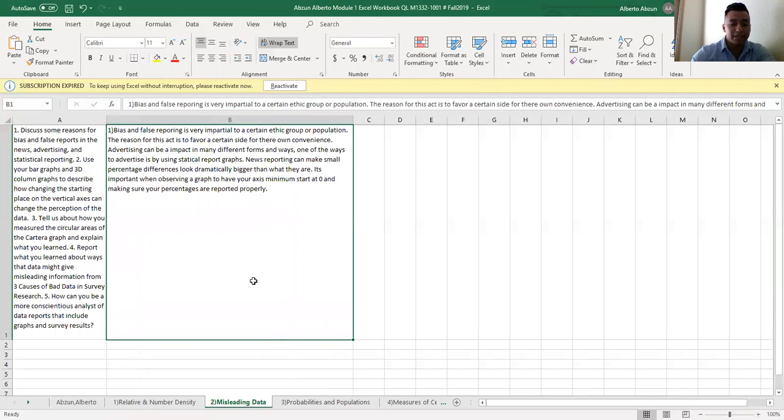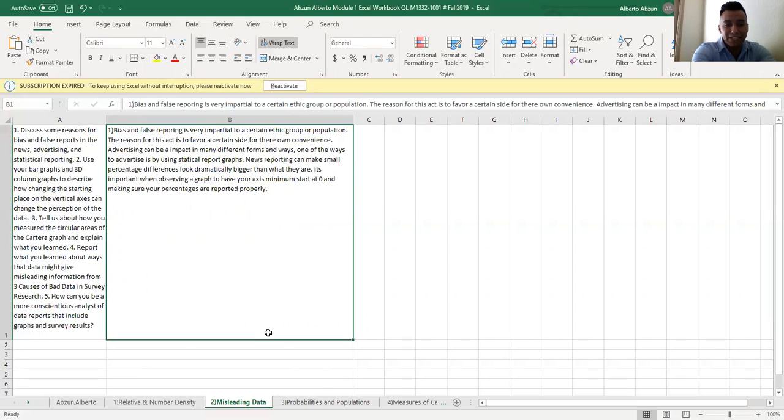Our second topic is misleading data. For this topic, I answered question number 1 as well, and that is, discuss some reasons for bias and false reports in the news, advertising, and statistical reporting. So bias and false reporting is very partial to a certain ethnic group or population. The reason for this act is to favor a certain side for their own convenience.